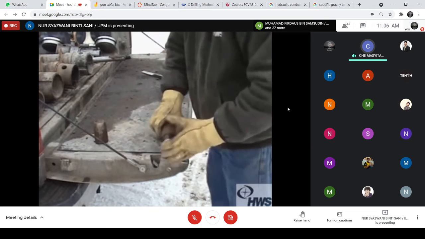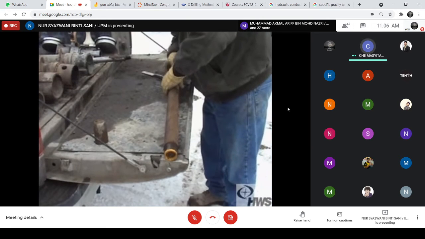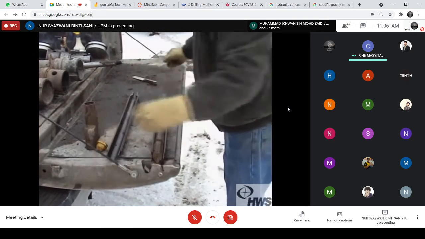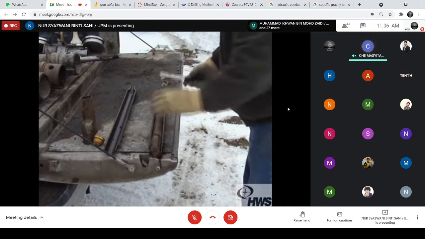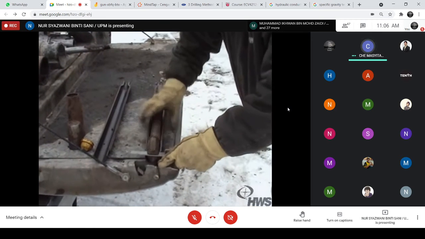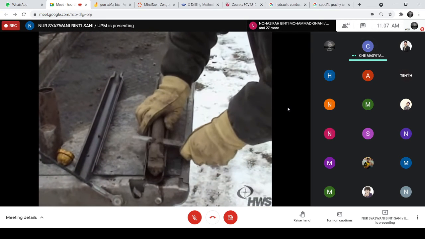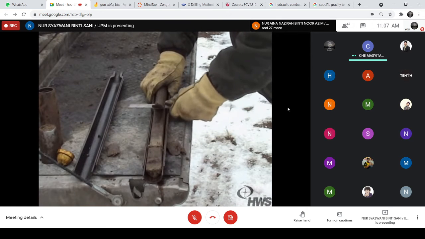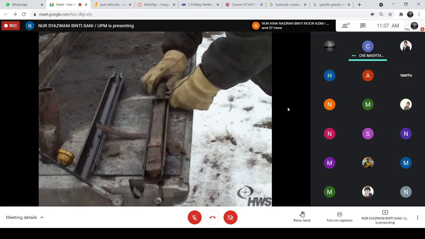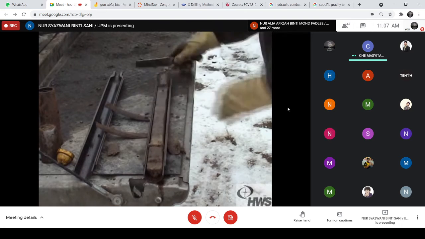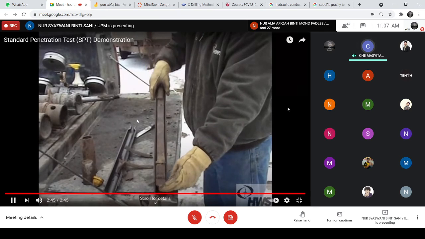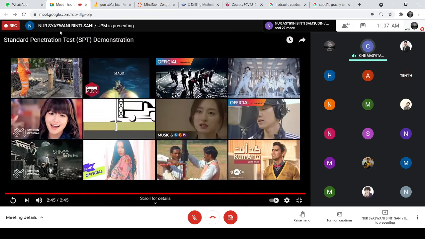Okay, for this one, this is the hollow split spoon. Okay, so the man just cut the soil. Okay, now we will share our slide presentation.